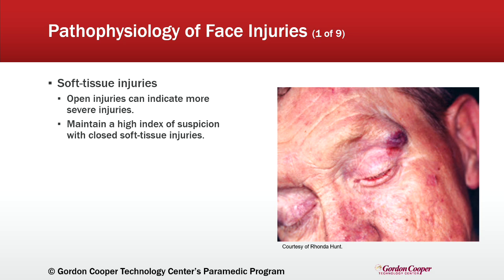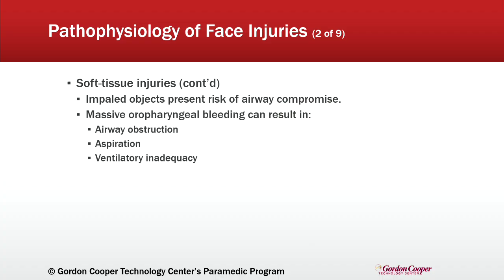Let's talk about the pathophysiology of facial injuries a little bit here. Open soft tissue injuries to the face can be an indicator of more serious injuries deeper within the head. Massive soft tissue injuries can easily compromise a patient's airway, and with any closed soft tissue injuries to the face, you should always have a high index of suspicion for underlying issues. Impaled objects in the face pose a high risk for compromising the airway, and massive bleeding to the oropharynx can cause airway obstruction, aspiration, and even ventilatory inadequacy.